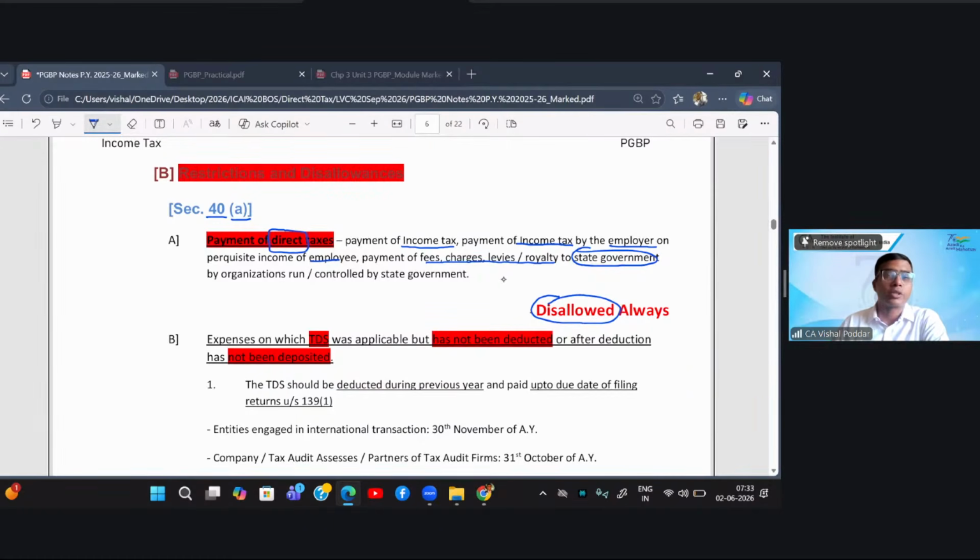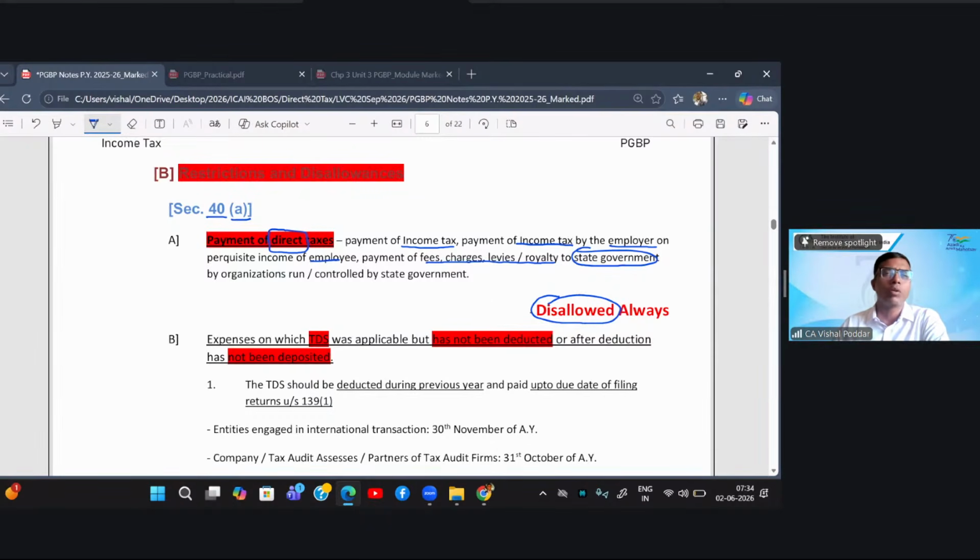There is no restriction on indirect taxes under Section 40 clause (a). So if GST, customs, etc. is debited, 40 clause (a) is not disallowing them. It means they can be claimed as deduction, but we will come later through some other restriction for indirect taxes.